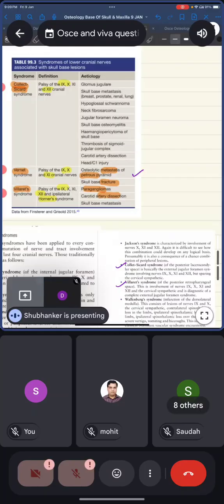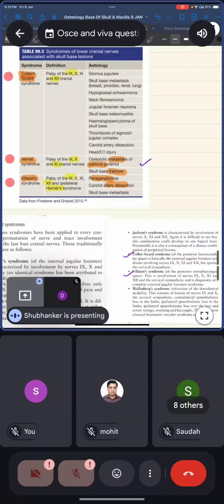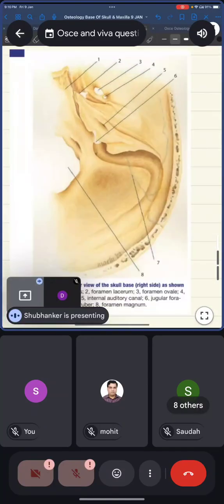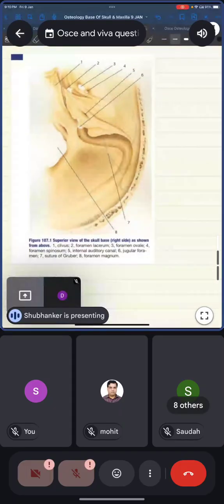So it's advisable, since you have ample amount of time with you for study as of now, you can learn the other syndromes also. Any of them can be a question for you, OSCE. Okay, this is again an image from Scott Brown, from the jugular foramen section. Please, they have already given the details.